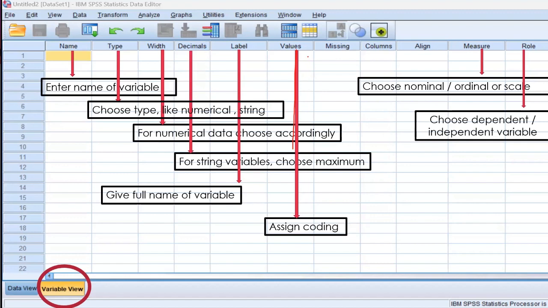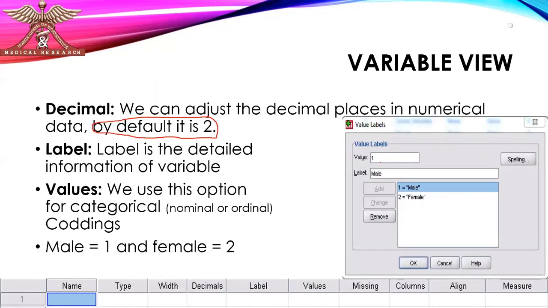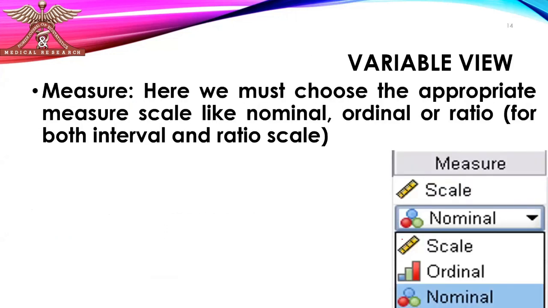If I press here, there will be 3 dotted buttons. I will click them, and this window will open. I will put 1 as value, label as male here, and I have to add. Then 2, female, add. Do not press OK without adding the coding. Measure is actually where we must choose the appropriate measure scale like nominal, ordinal, or scale. This is very important, and we usually miss this. This is one of the major drawbacks while entering the data. We do not choose the appropriate measure, and while doing advanced analysis, we cannot see the type of variable there, where we need to choose the variable as independent, or for coding data, some analysis needs this information.